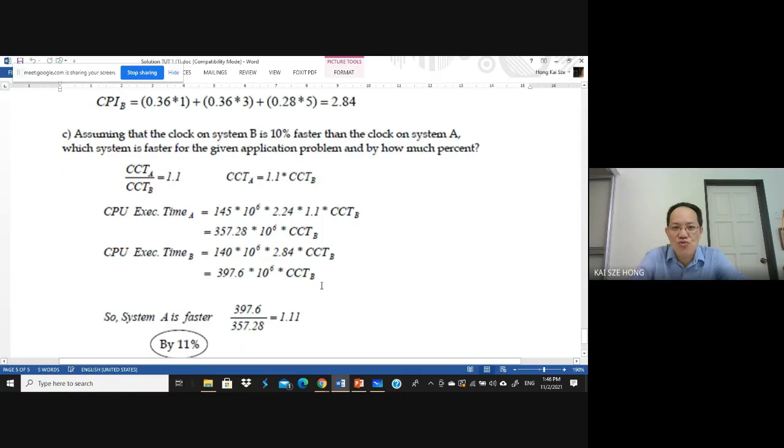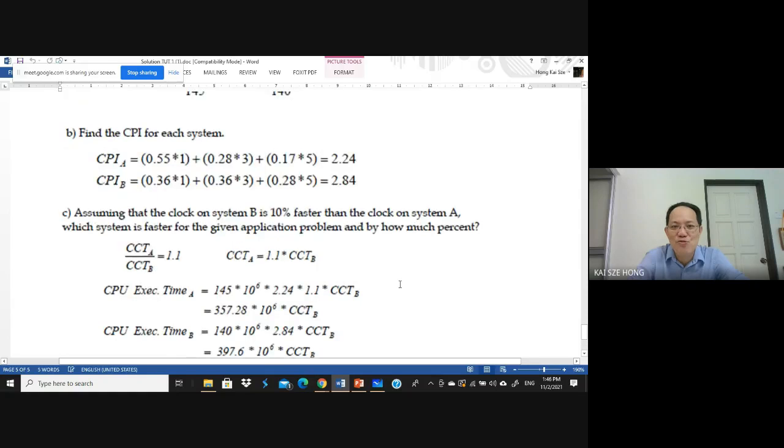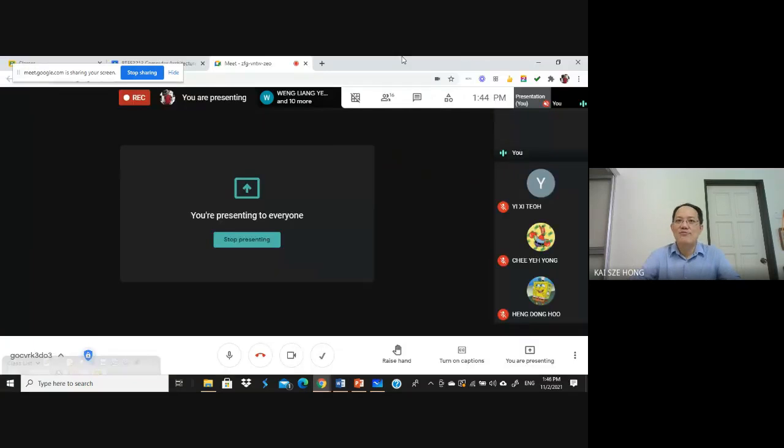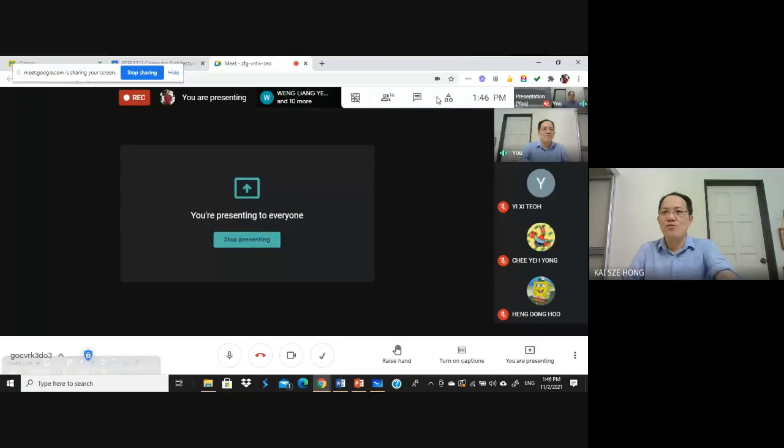So comparing these two, which one is faster? Let me ask you a question. Let me run the poll. I do want to show you the answer first. Assuming that the CPU execution time for CPU A is 357 and CPU B is 397, which one is faster accordingly? So let me run a poll.